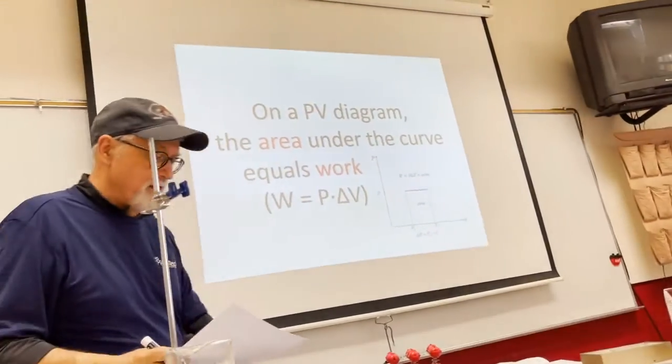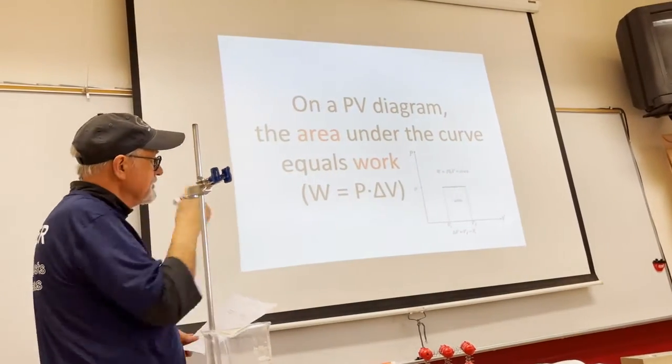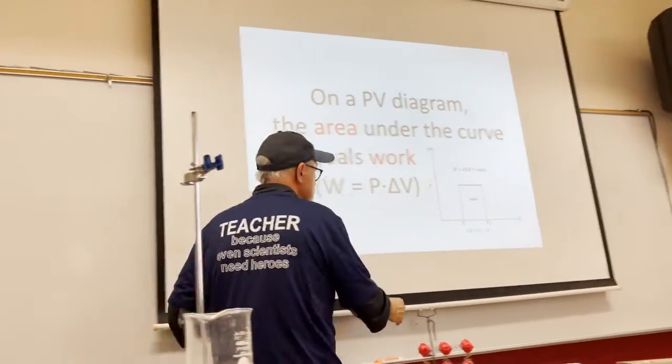On a PV diagram, the area under the curve equals the work. That makes sense.